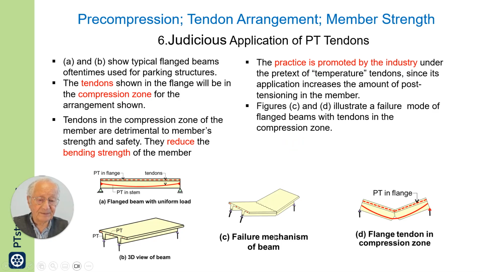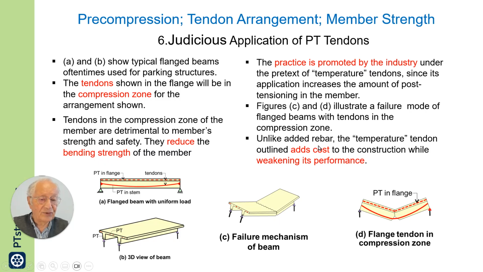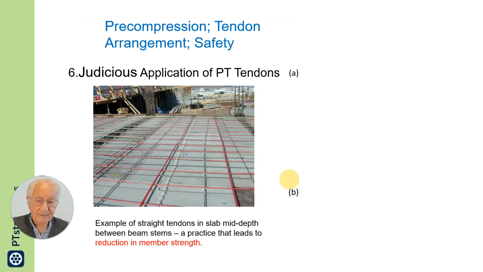Here, figures C and D illustrate a failure mode of flanged beams with tendons in the compression zone. Unlike added rebar, the temperature tendon adds cost to the construction, while it weakens the performance. It adds cost. In this case, we charge our clients more to deliver less.